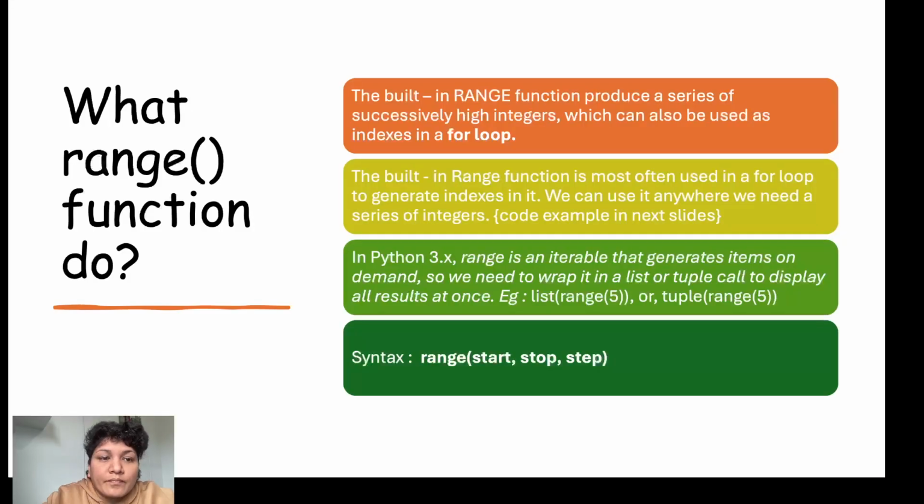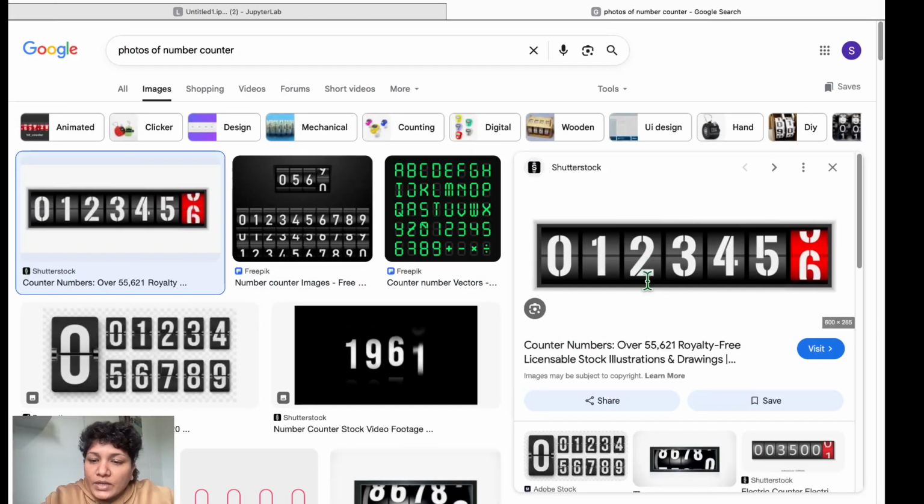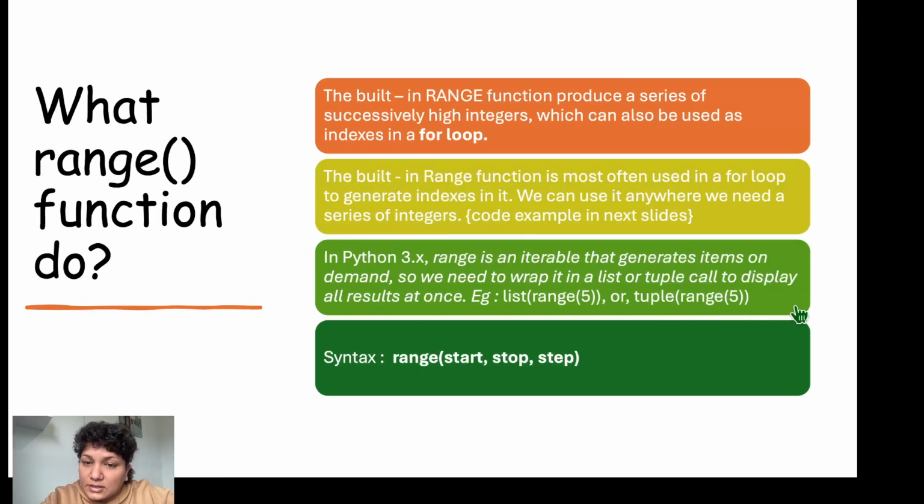So, let's start. The range function is a built-in function in Python which produces a series of successively higher integers which can also be used as indexes in a for loop. Simply understand it like this: it is a counter. Like you would have seen these age-old counters like this one. This is a physical counter in the real world. In Python, the range function is the counter.